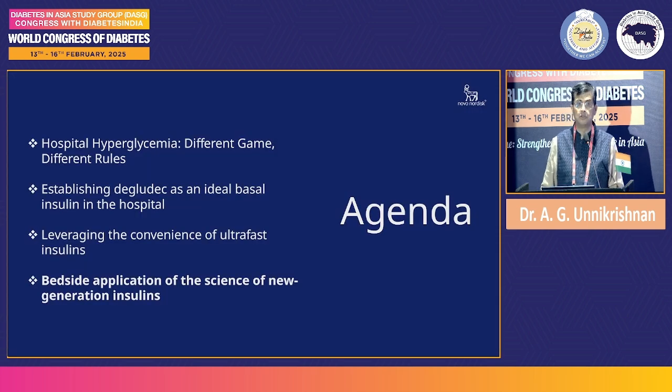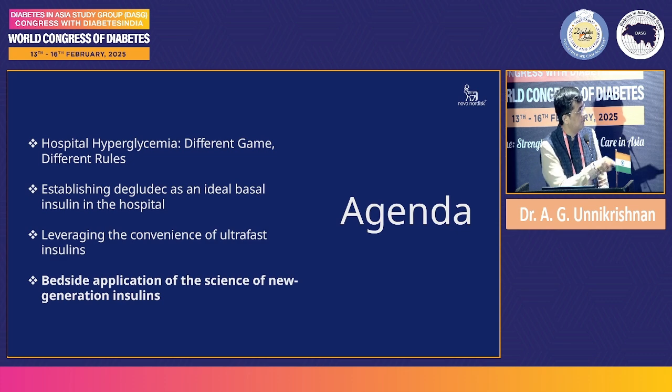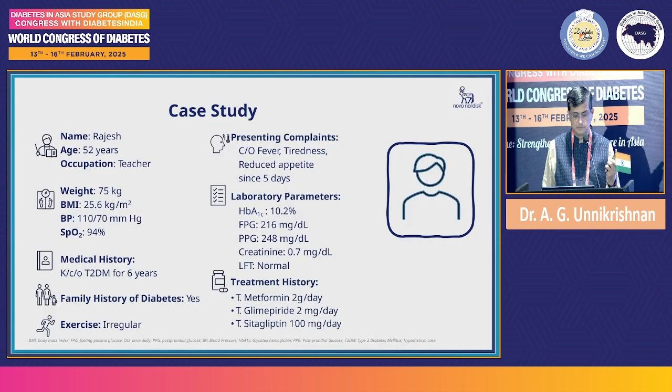So we've talked about hospital hyperglycemia, different game with different rules. We've talked about degludec for in hospital. We've talked about faster acting insulin aspart in hospital. Now we will look at the bedside application of these discoveries. Let's look at a patient.